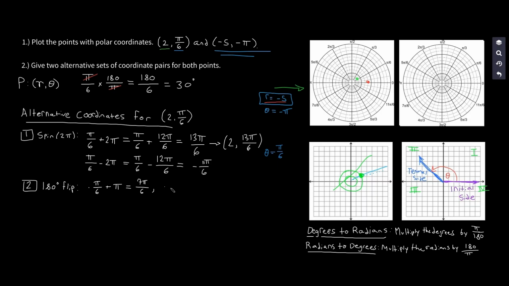And then we could also subtract pi. So if we did pi over 6 minus pi, that's going to equal negative 5 pi over 6.